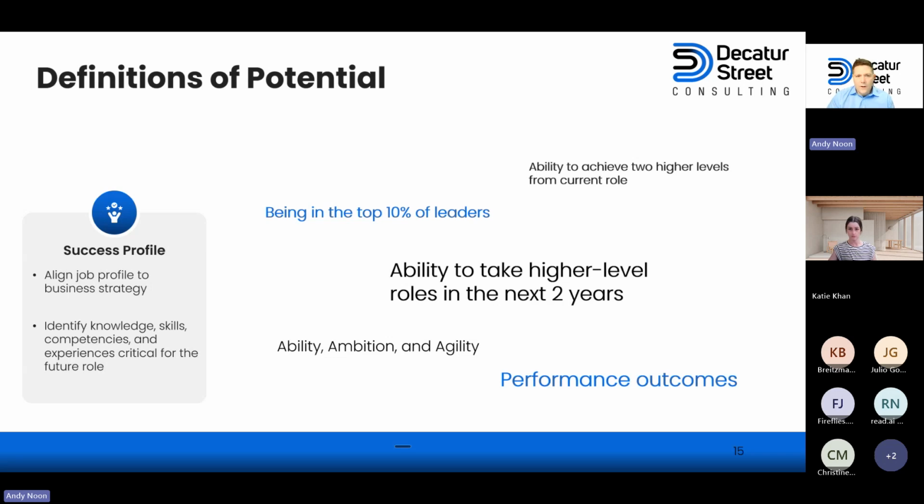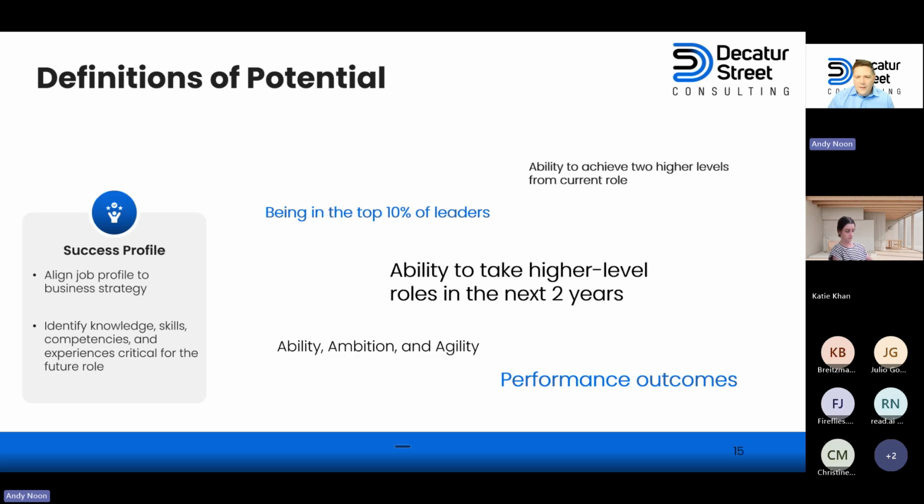So the first part of this, what I think organizations sometimes struggle with is really taking a step back and saying, well, how are we defining potential? What does potential actually look like in our organization? Some organizations will do this really well, and others will maybe not do it as effectively as possible.